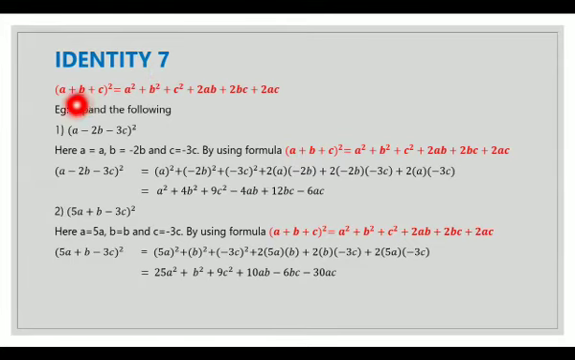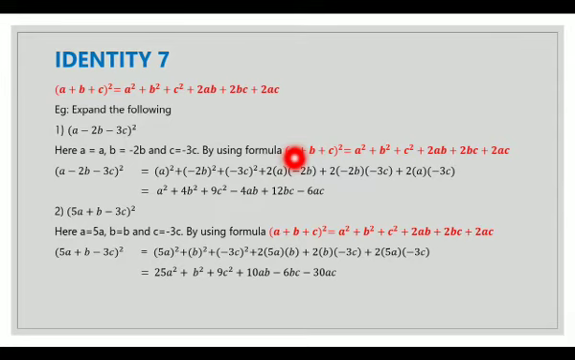Identity 7. (a plus b plus c) the whole square equals a square plus b square plus c square plus 2ab plus 2bc plus 2ac. Now using this identity, we will solve a few sums. Expand the following: (a minus 2b minus 3c) the whole square. We have to equate with (a plus b plus c) the whole square. Here a equals a, b equals minus 2b and c equals minus 3c. Why minus? Because here it is plus c and in the sum we have got minus 3c. So c equals minus 3c.